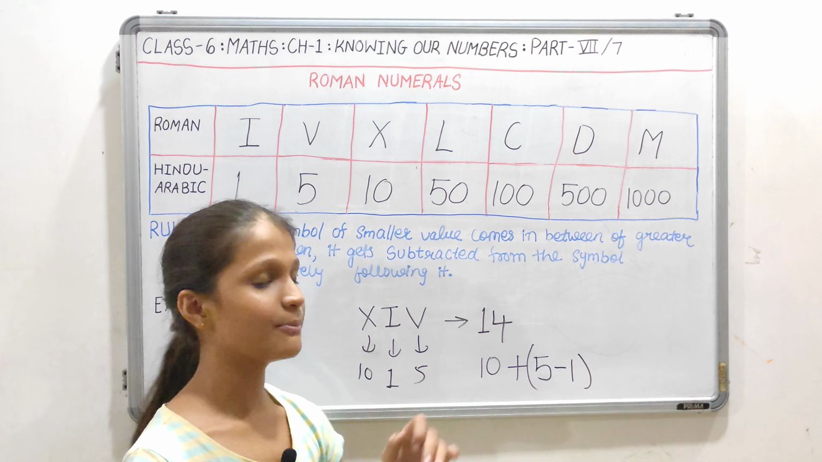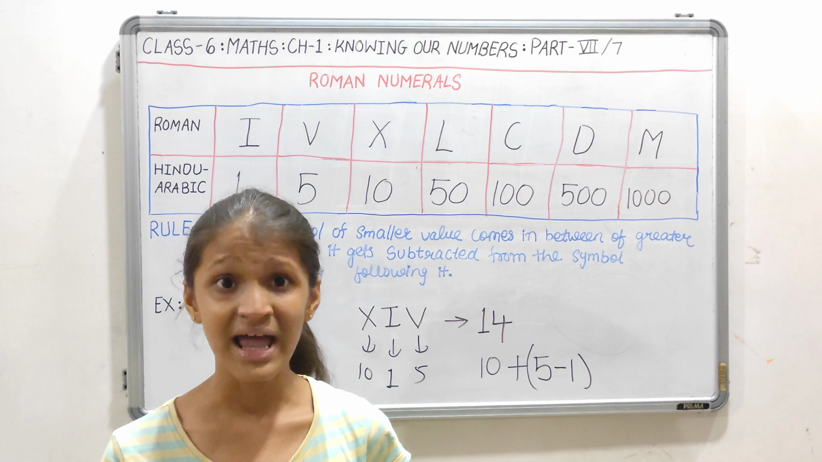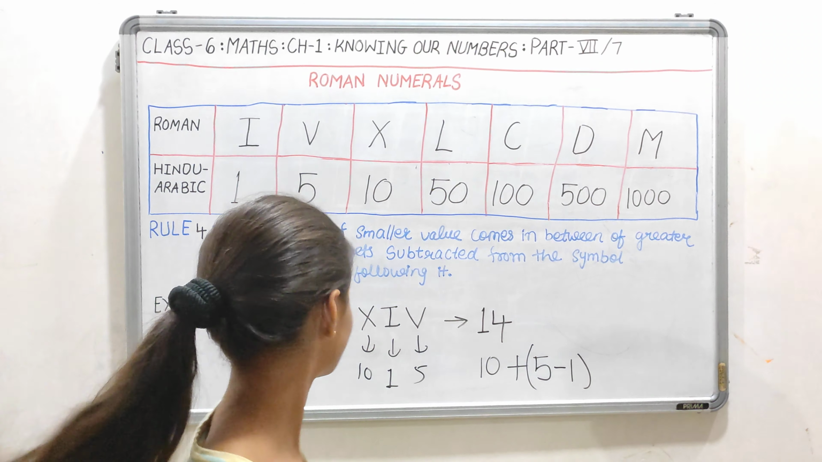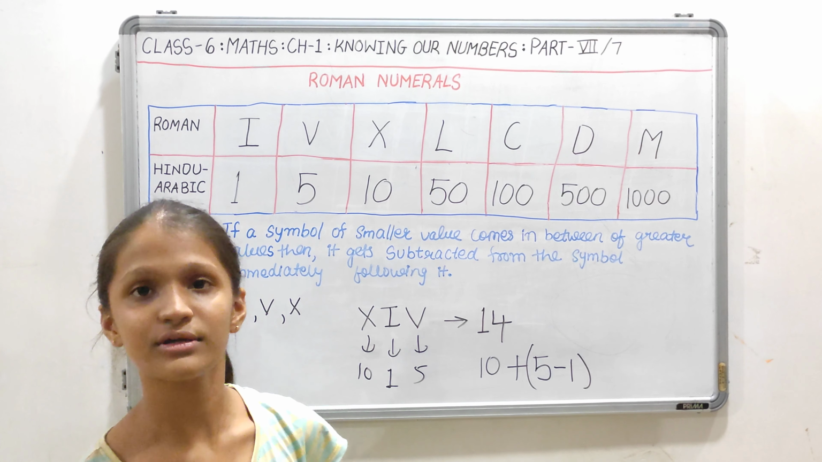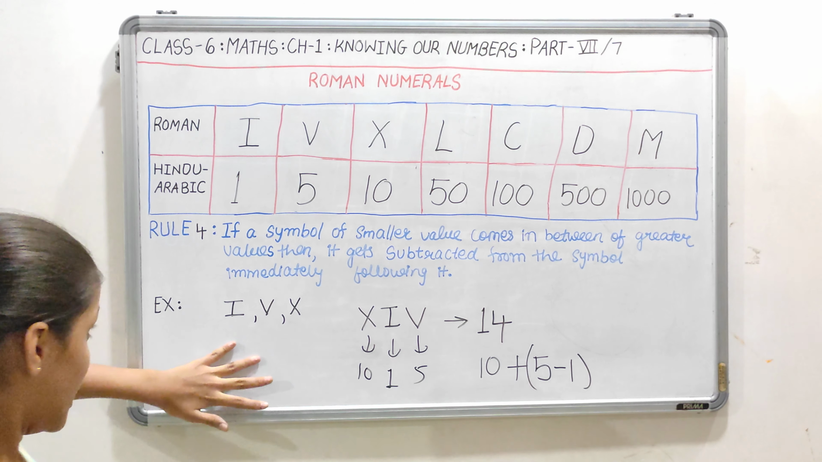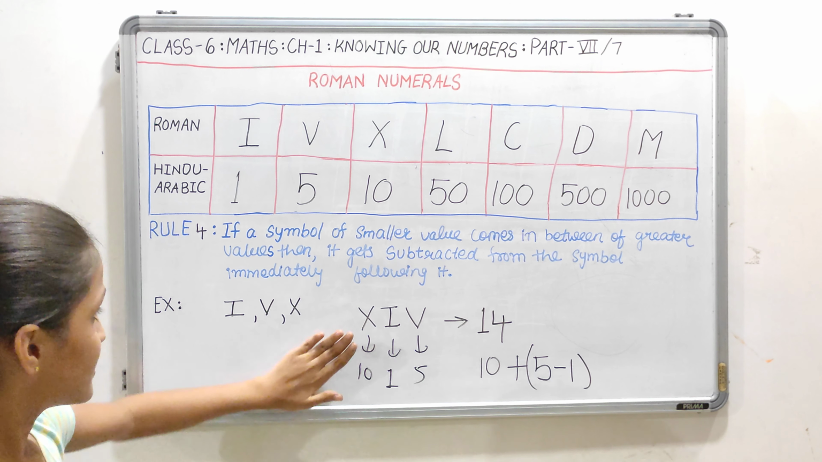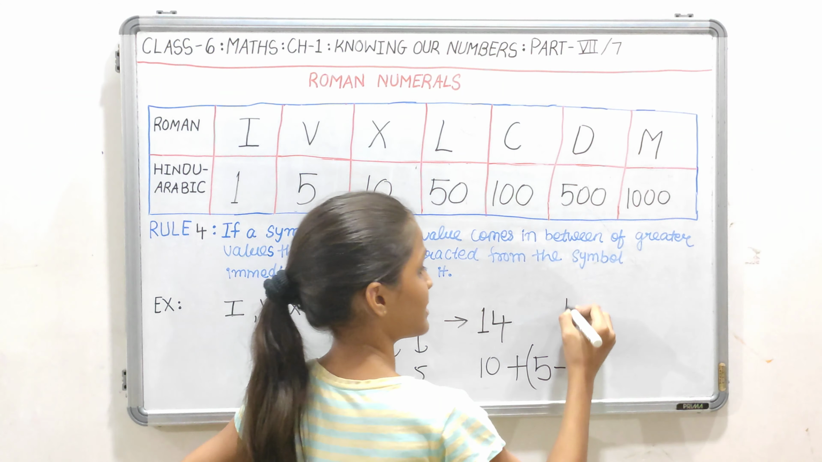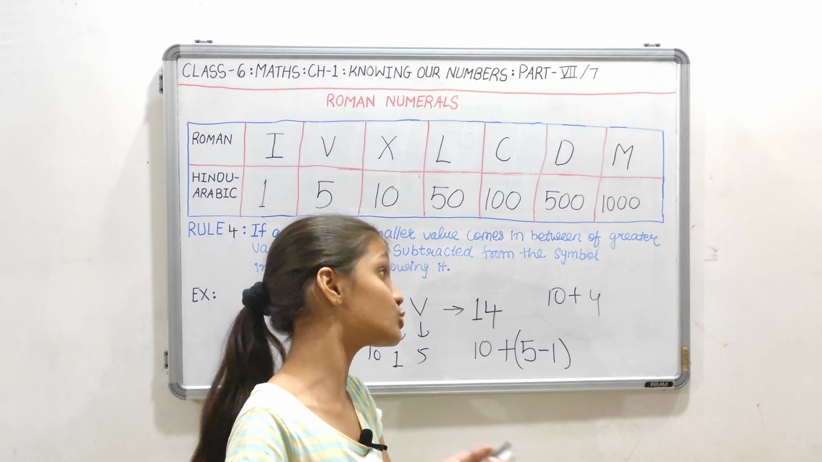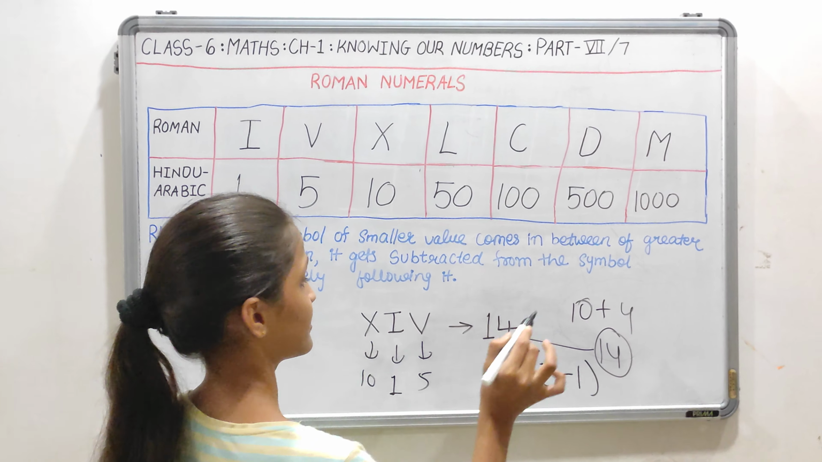If you don't know why we put a bracket here, then watch my video on knowing more about numbers and the use of brackets. I have taught you about brackets and the rules of numbers. So let us continue. We got our answer as 10 plus, first solve the bracket, that is 4. Now do the operation outside, we get 14. 14 is our answer, right? Okay.